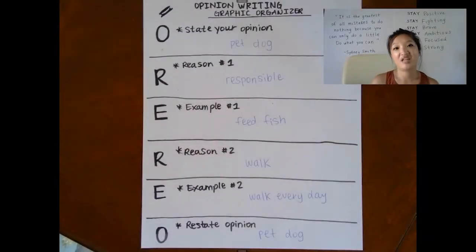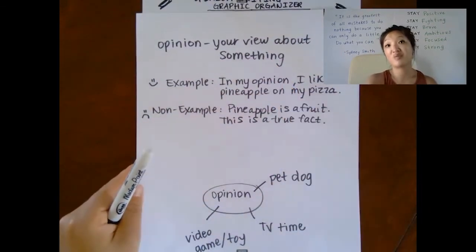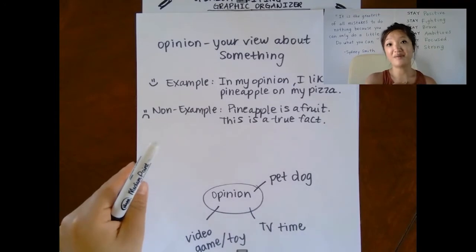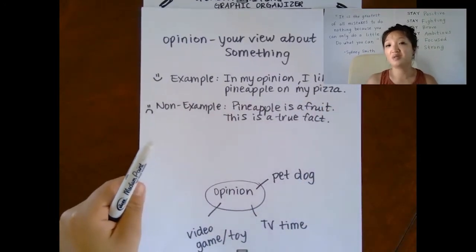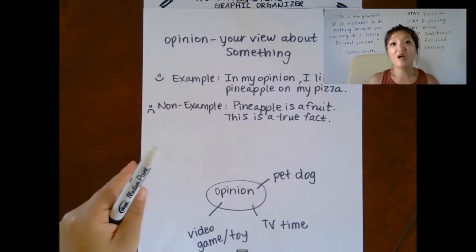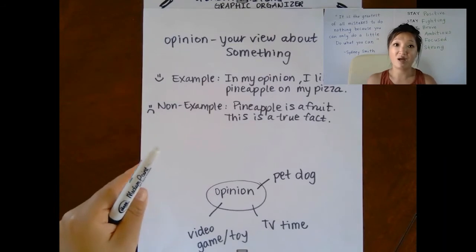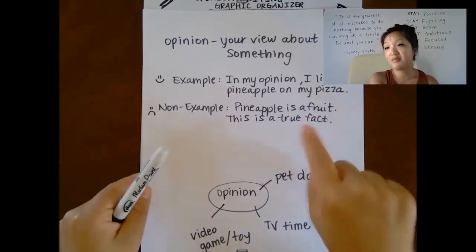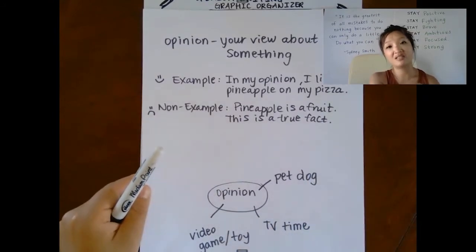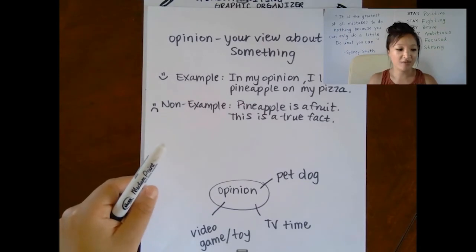If you joined us yesterday, we talked about opinion writing. And an opinion is your view about something. I was brave yesterday and shared that in my personal opinion, I like pineapple on my pizza. I know a lot of people don't think that it belongs on there, but you can't tell me I'm wrong because that's what I think and what I feel. That's my view and my opinion. A non-example, again, is that pineapple is a fruit. That's a true fact. So that's not a view about something because that's already true.